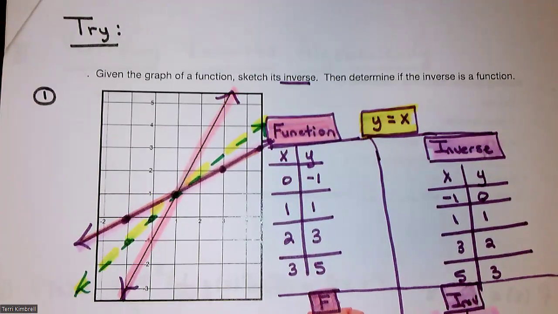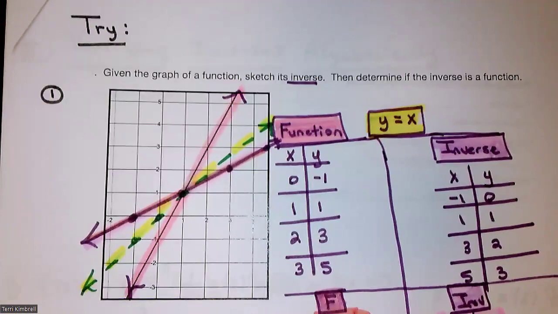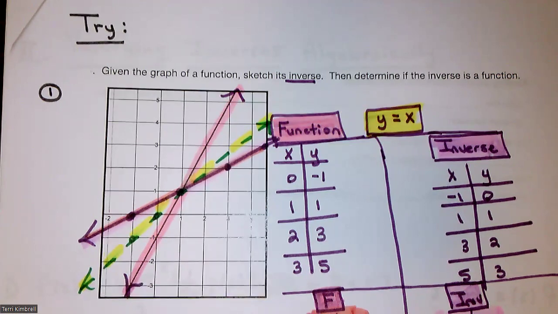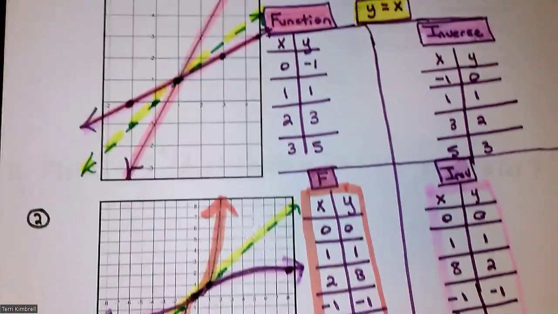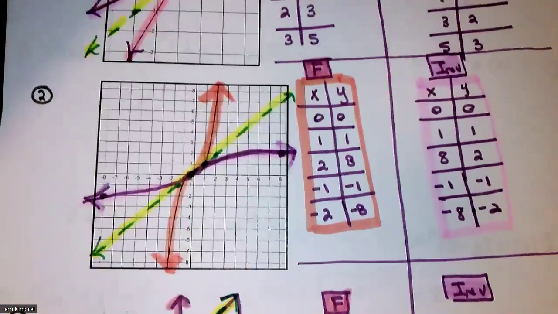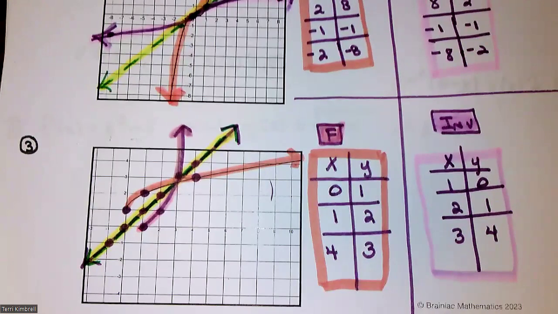Okay, as you check your answers, you might want to pause the video. But again, the first thing you want to do is you want to write down the ordered pairs for your function. You want to flip your x and your y, and then you want to graph and reflect them over the line y equals x. So that would be number 1. Number 2. And then lastly, number 3.